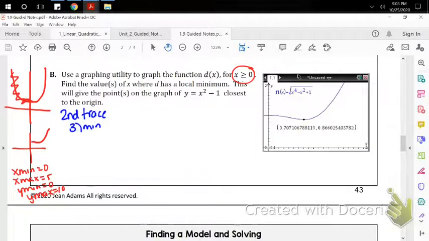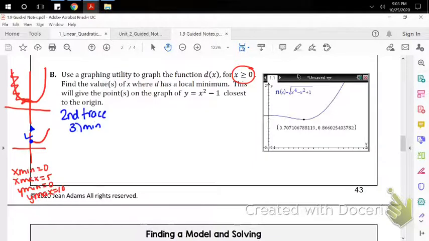Now, on my calculator, it says left bound. So I want to be to the left of that minimum value. I'm going to take my cursor and go over to basically where x is 0. So I'm moving my cursor over somewhere over here, and that's going to be my left bound. So I'm going to hit enter. And I notice right above there, it puts a little arrow facing to the right.